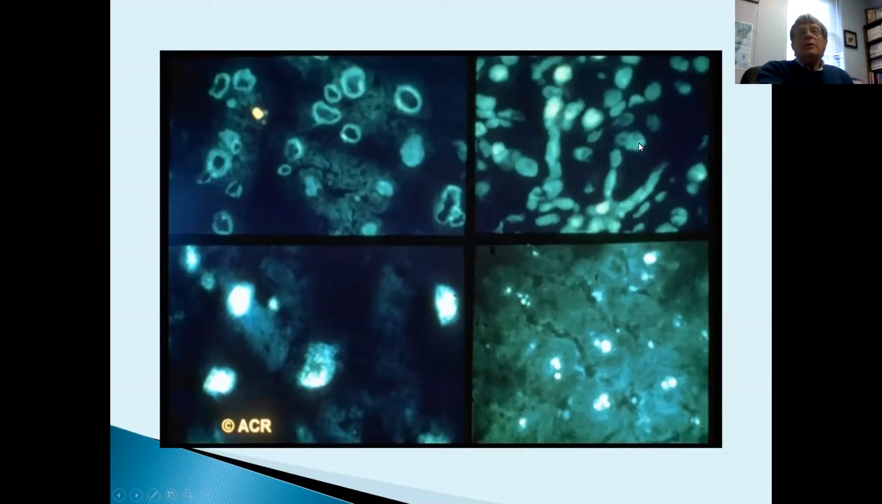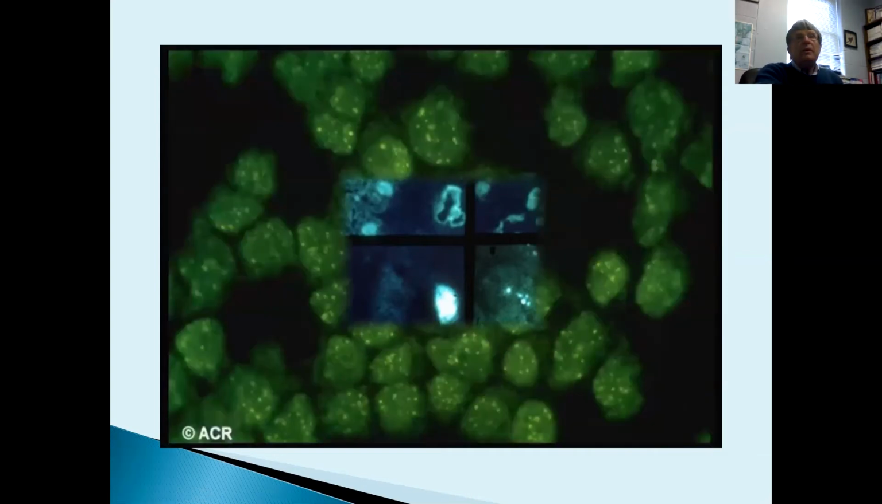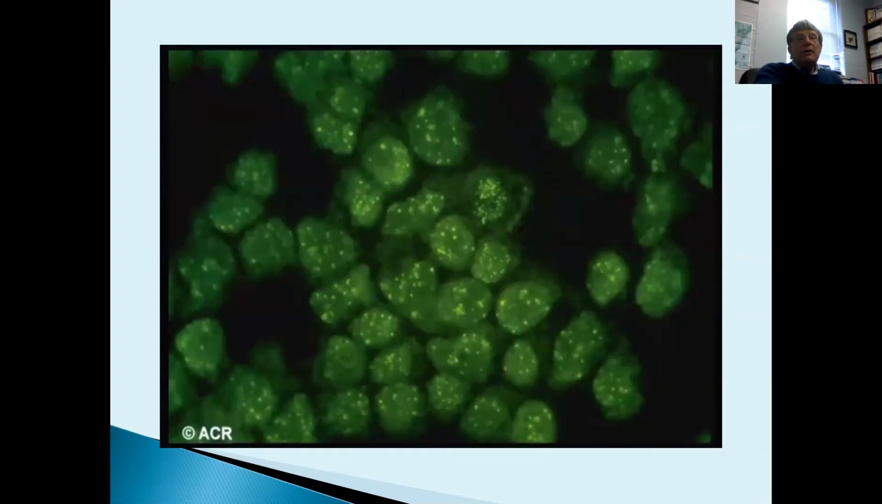Homogeneous pattern, which is a diffuse pattern, as well as speckled. And the nucleolar pattern, which is mainly seen in patients with scleroderma. Also, the discrete speckled pattern, or the anti-centromere pattern, is mainly seen in patients with scleroderma.